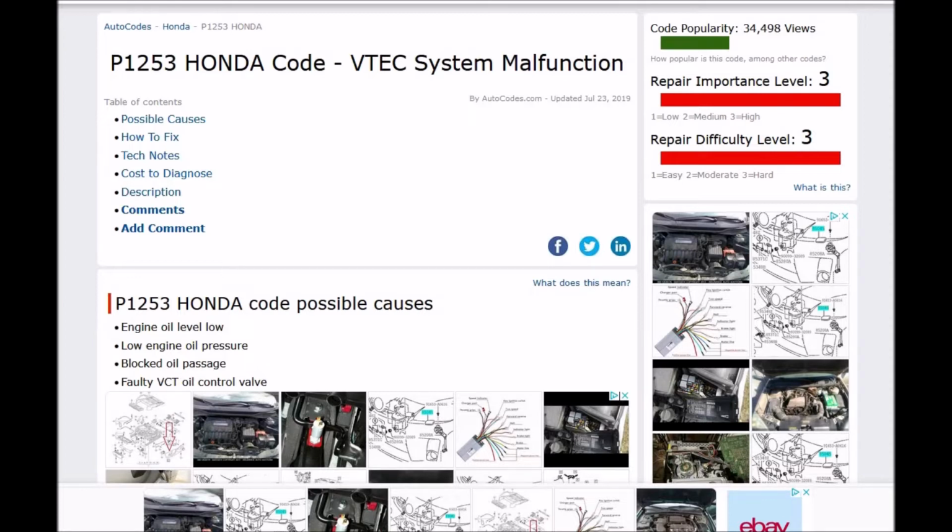So the very first thing I would do is go check your oil, make sure the level is good and it's not low. Also make sure it's clean or has been changed recently, because if it's too dirty, you'll get this error, you need to change the oil. So make sure the oil level is good, make sure the oil is clean.